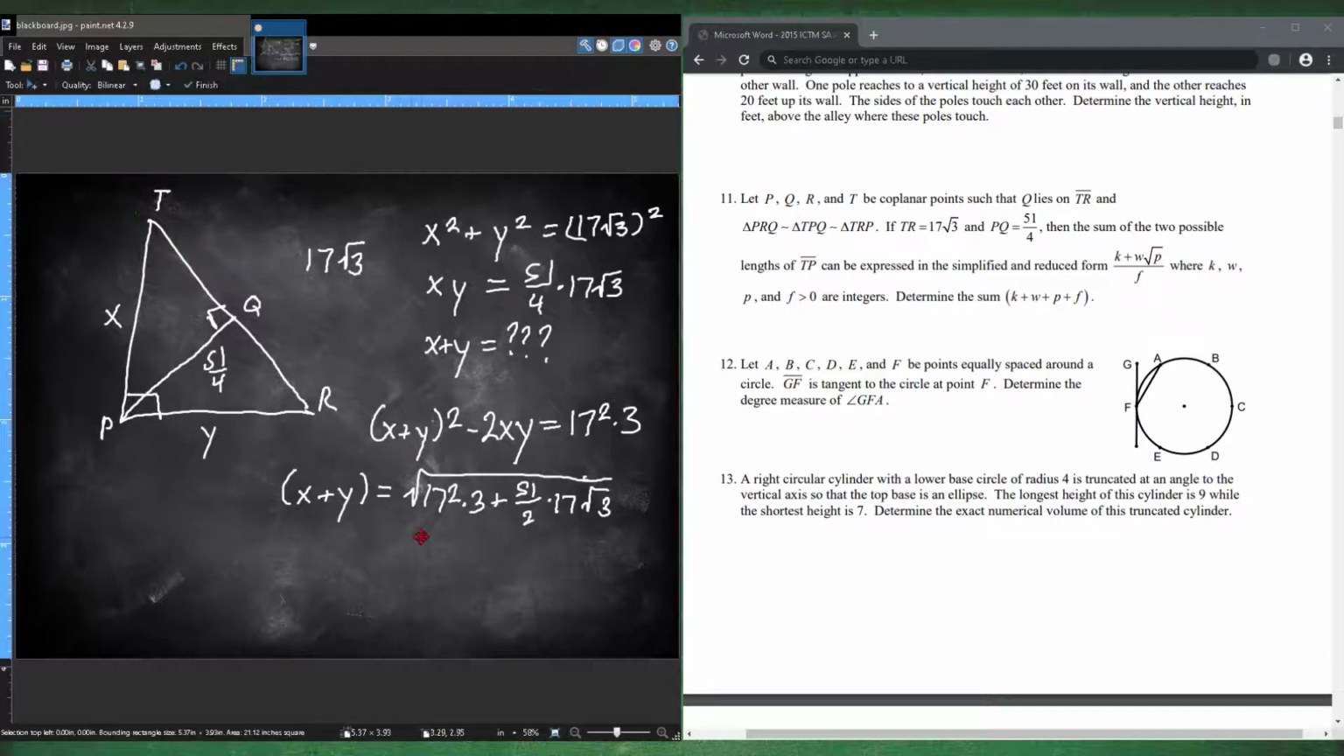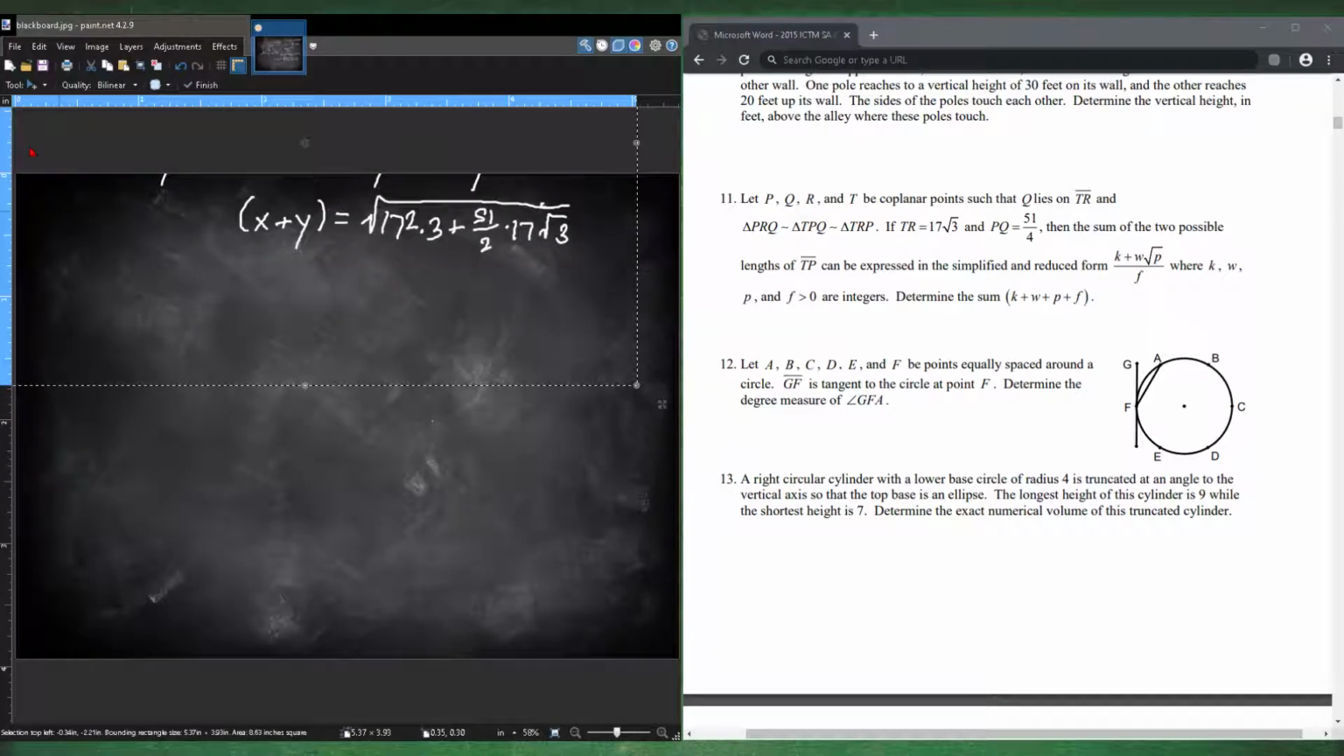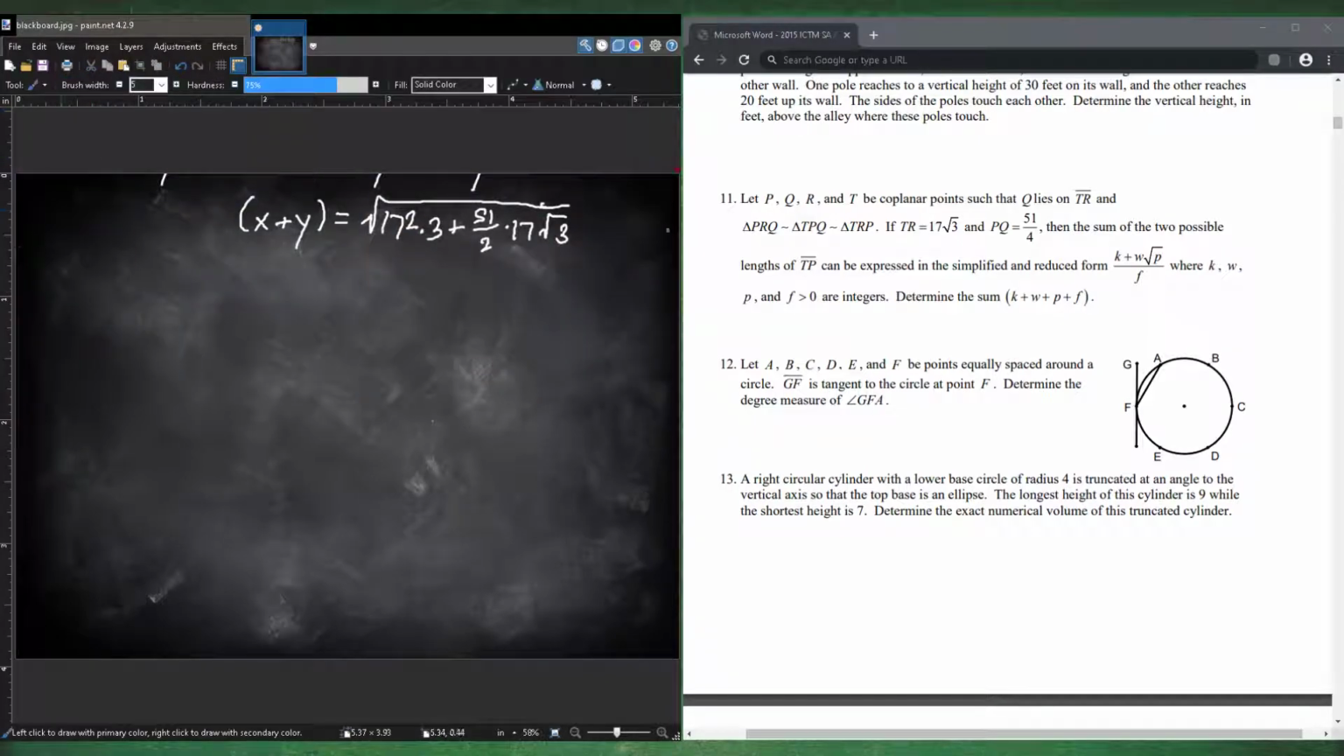Okay, so we don't need that anymore. We just need to solve this equation. I mean, we just need to simplify this. So that gives us that x plus y is equal to, 51 is 17 times 3, so we could just factor out a 17 squared. The square root of 17 squared is just 17. So we have a 3 plus 3 over 2 square root 3.